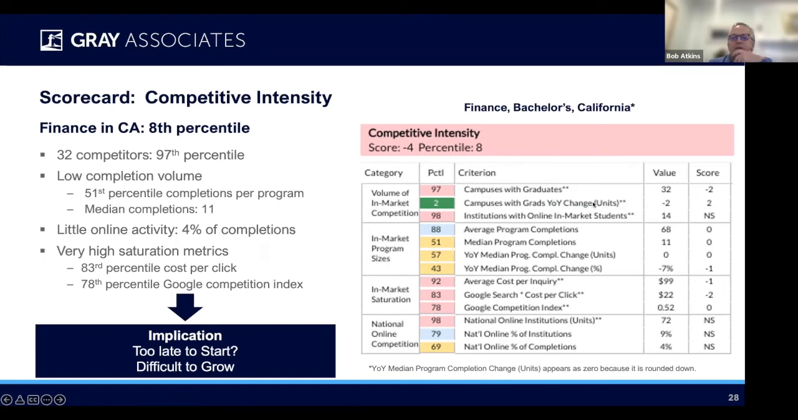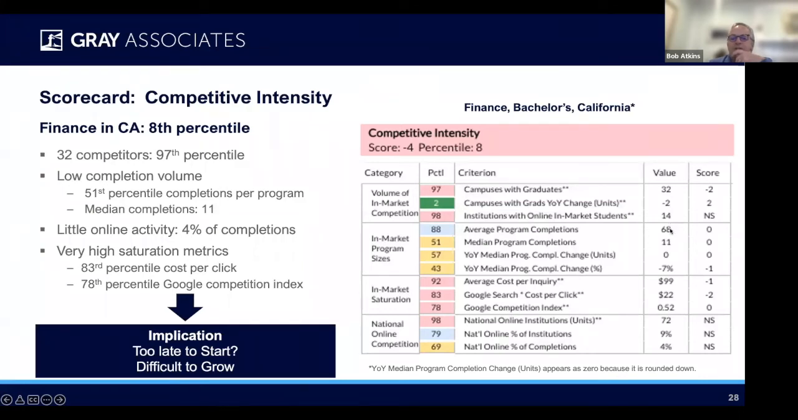But the number of campuses out there actually went down by 2. So the competition is declining in this space, which is a positive thing. But still 14 with in-market online students. So these are schools offering online programs that are out of state, but still pulling out of that market. I think we're the only people that really keep track of that.